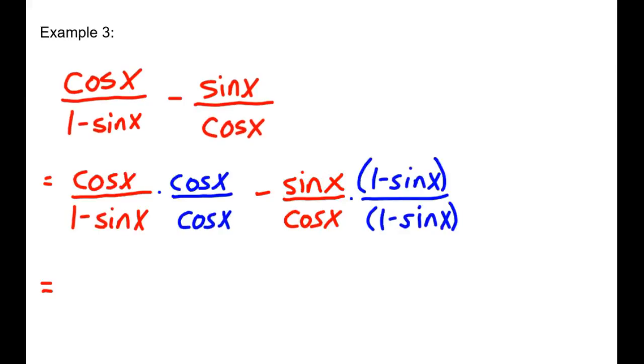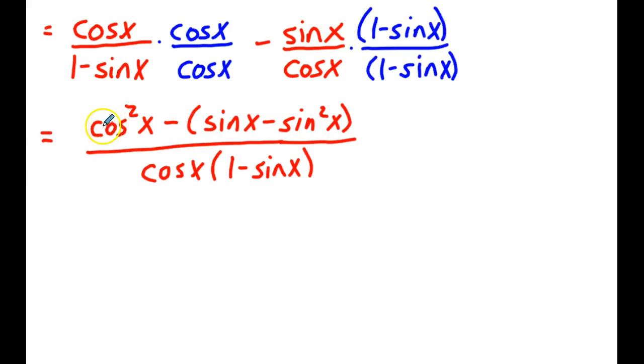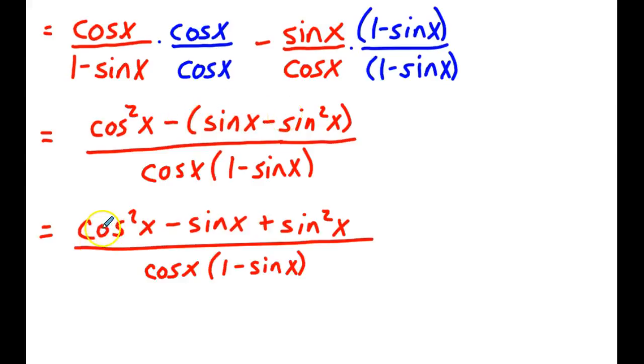Once we multiply those expressions through, we're going to leave the denominator in factored form, but we're going to simplify the numerator. So we're taking cosine x times cosine x, and then over here we're subtracting the quantity of sine x times 1 and sine x times negative sine x. So now we get cosine squared x minus the quantity sine x minus sine squared x in the numerator. We can distribute this negative through, which gets us cosine squared x minus sine x plus sine squared x all over cosine x times the quantity 1 minus sine x.